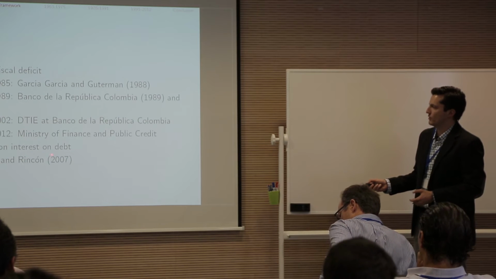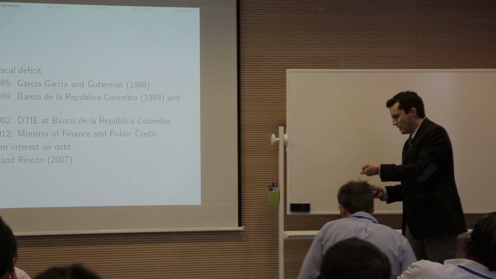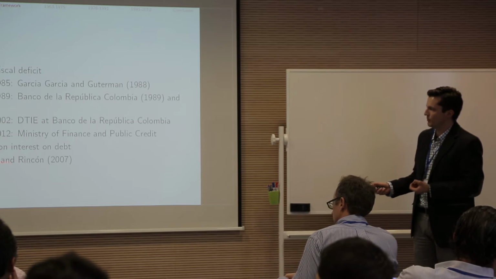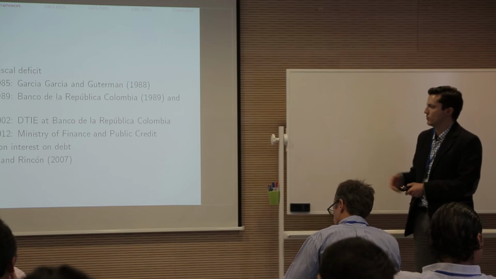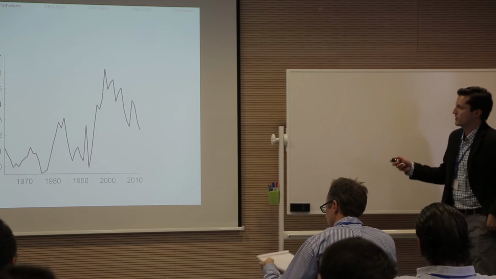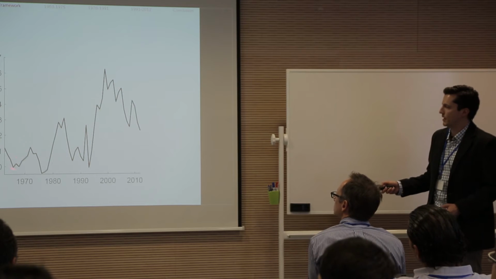And the expenditures on interest on debt. So we have data on the fiscal deficit, and to get a measure of the primary deficit we rely on the work by Junguito and Rincon, who have a series on expenditures on the interest on debt. So this is what the fiscal deficit in Colombia looks like since 1963.